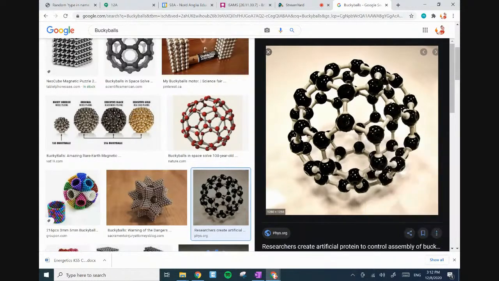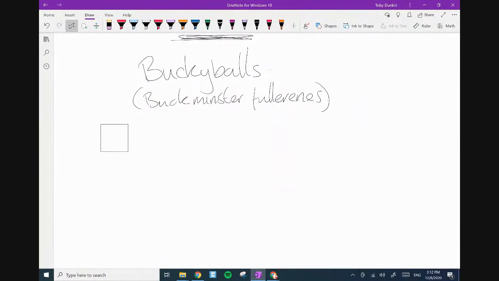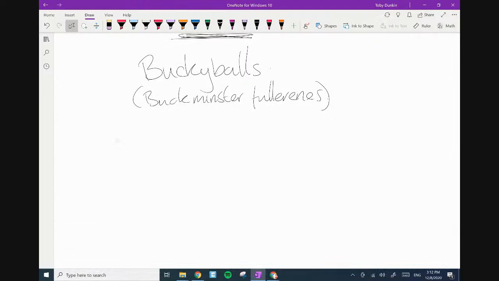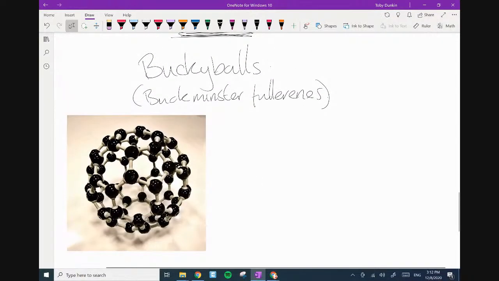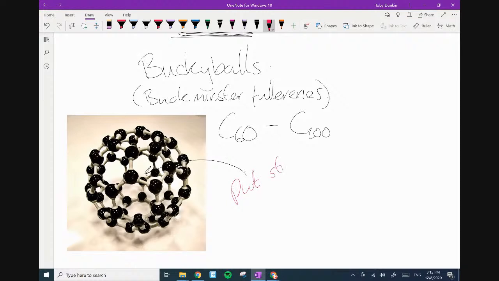They are of interest currently in the research world, specifically for medicine. What they're realizing is the buckyballs can range anywhere from C60, so 60 carbons, up to about something like C200. So you can make a baby buckyball, or you can make a big one. And what we've realized we can do is put stuff inside them. It's kind of funky.